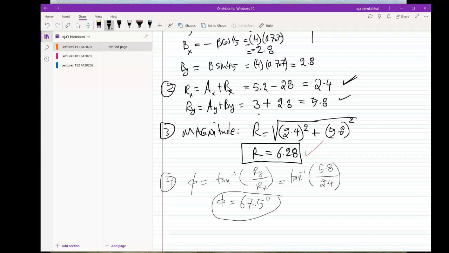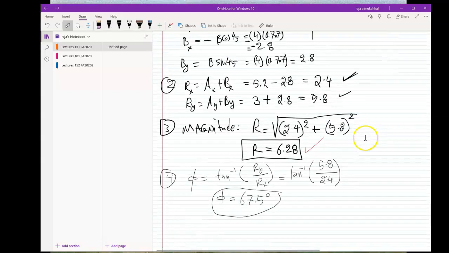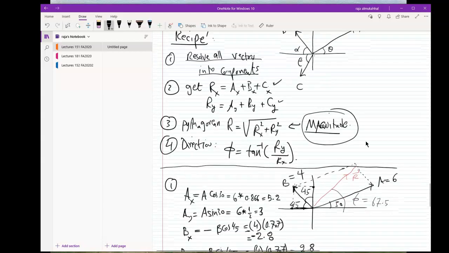In other words, if I go back to the picture here, this is the r vector right there. Okay? The angle phi, which is this one right here, that angle phi is equal to 67.5 degrees. And there we go. You got it? Okay, good.